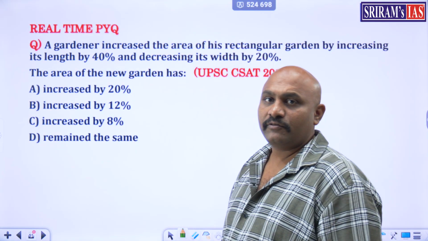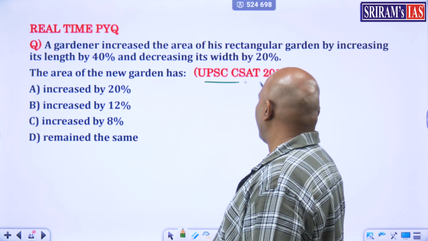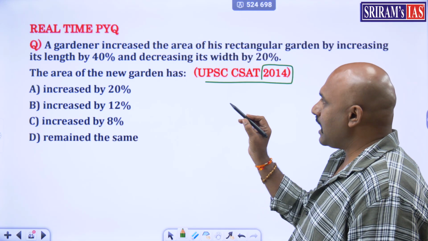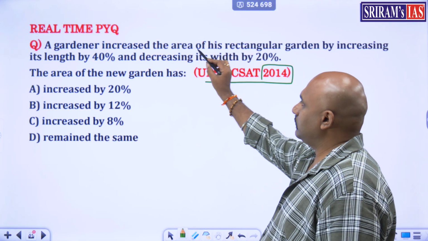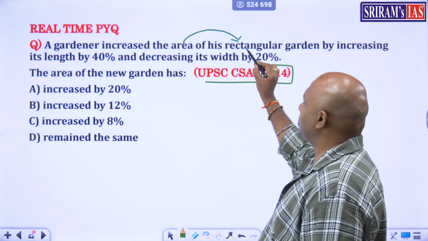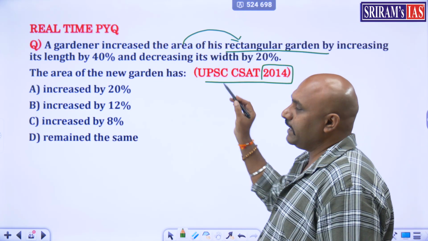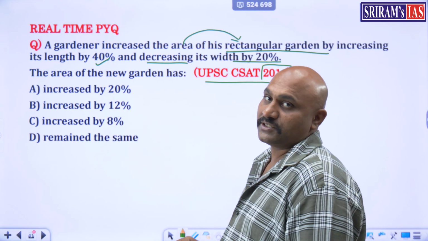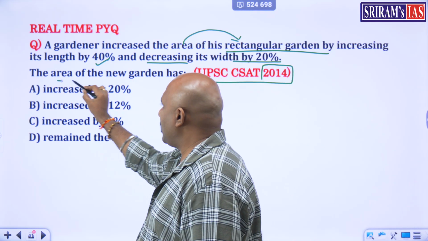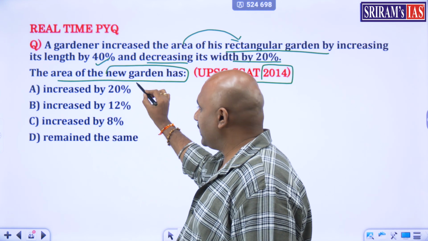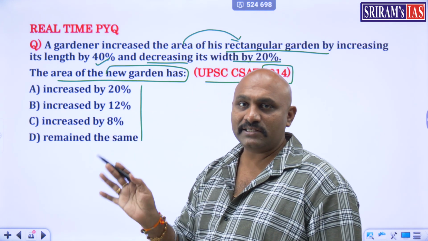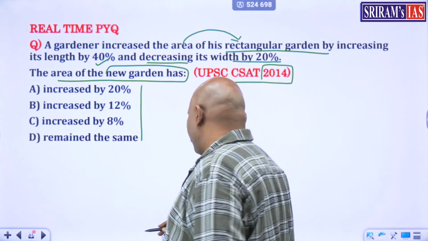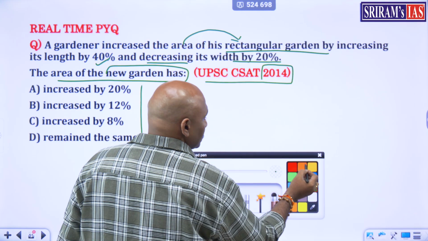The first question for today was asked in 2014. The question says, a gardener changed the area of his rectangular garden by increasing its length by 40% and decreasing its width by 20%. The area of the new garden has increased by how much or decreased by how much? That is the question being asked. The whole question is based on percentages. So if we keep that in mind, let's look at this.